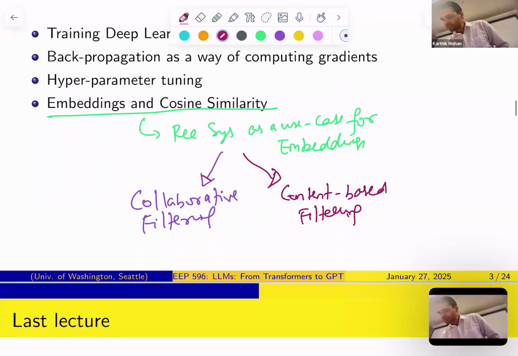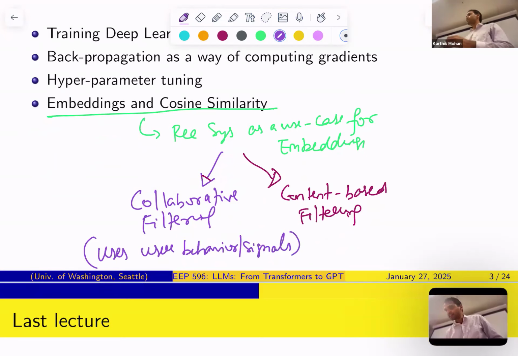So what is collaborative filtering? It uses user behavior or signals from there. Like if my friend watched a movie and we have similar tastes, maybe I will also like that movie. So recommend that movie to myself, right? Or recommend the movie I like to my friends, whichever way. So that's collaborative. It's collaborative in nature. You collaborate with your friends to make it happen.